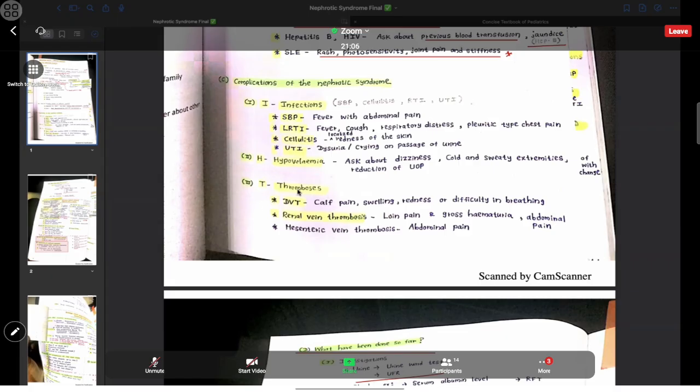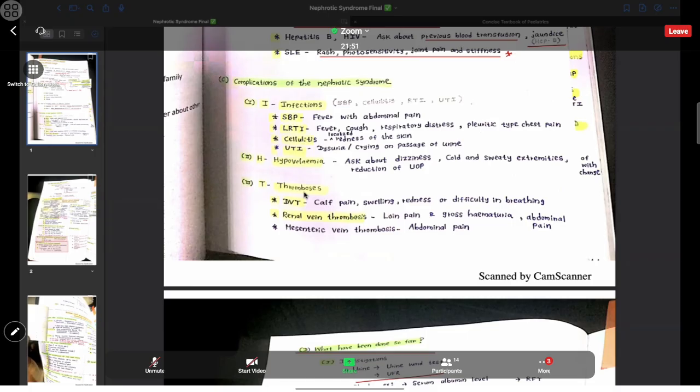Then thrombosis is T. We know that they can develop thrombosis, and that is because there is a disruption in the clotting system. The reason is that they lose a lot of anti-clotting factors along with the other proteins, so antithrombin 3 and others are lost with the protein. In addition, because there is less albumin, the liver tries to produce more proteins. When the liver tries to produce more proteins, it produces more clotting factors.